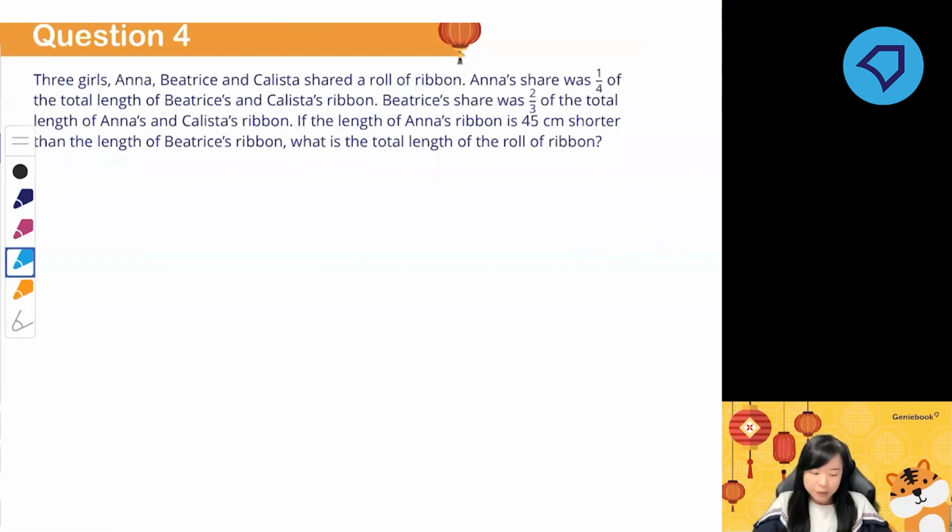Okay, let's look at one question, everybody. 3 girls, and we have who? Anna, Beatrice, Calista. They share a roll of ribbon. Anna's share is 1/4 of the total for Beatrice and Calista. Beatrice's share is 2/3 of the total for Anna and Calista. If Anna's ribbon is 45 cm shorter than Beatrice, finally the question asks for total length.